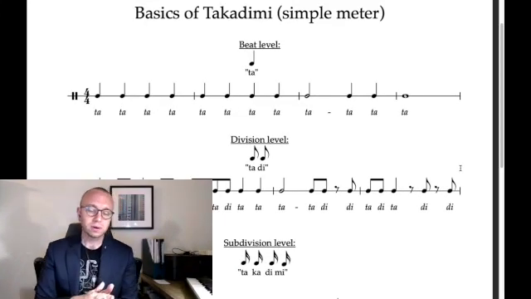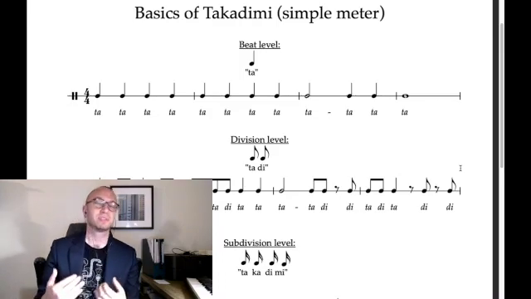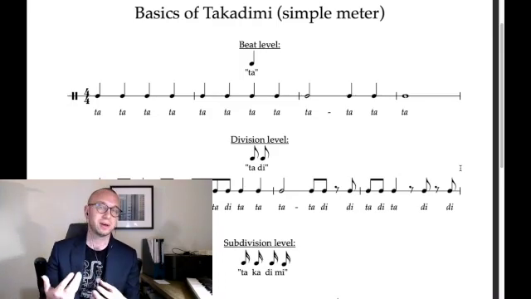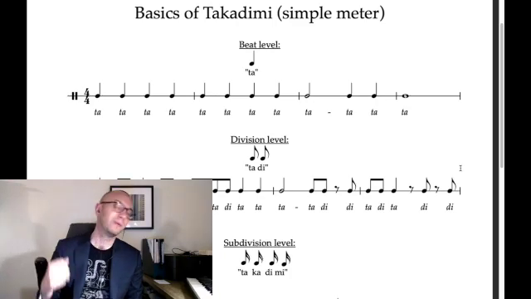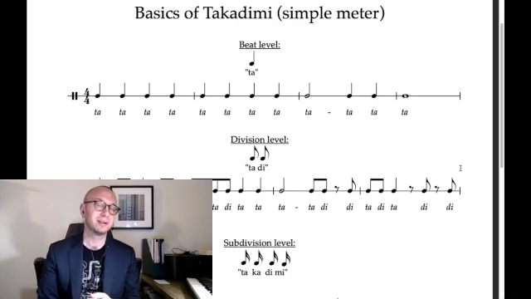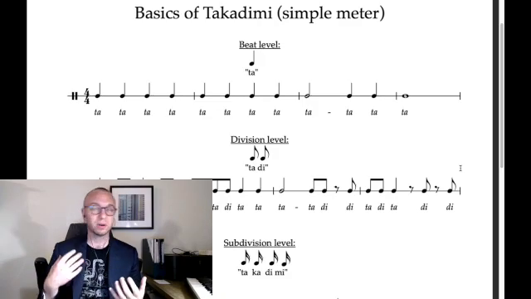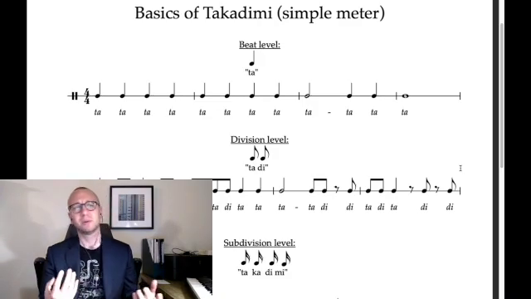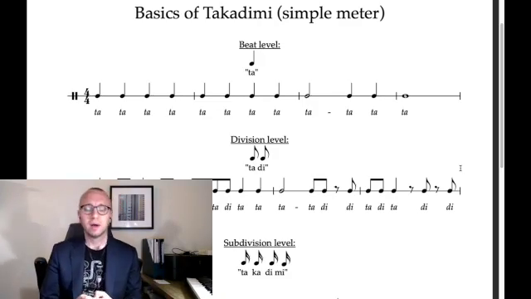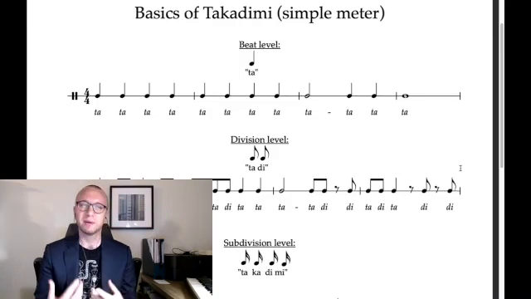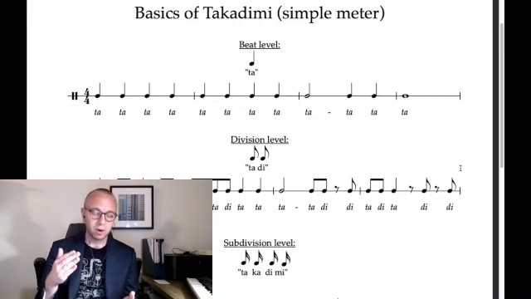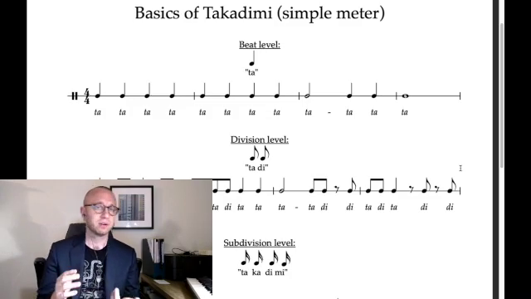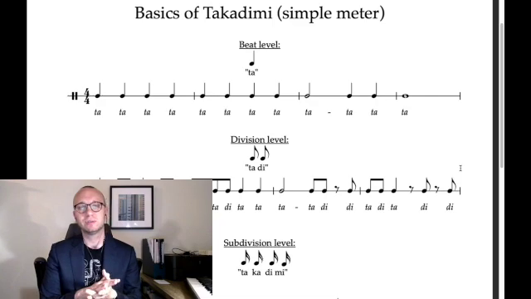So we're going to get into elements of simple versus compound meter, especially in relation to Takadimi. I'm quite certain that you probably already discussed this in music theory class, or in your pre-Western Carolina University musical lives. But just to clarify, especially how we relate this to Takadimi, with simple meter, time signatures like 4/4, 3/4, 2/4, we are dividing the beat into 2. So that initial division level is divided into 2.